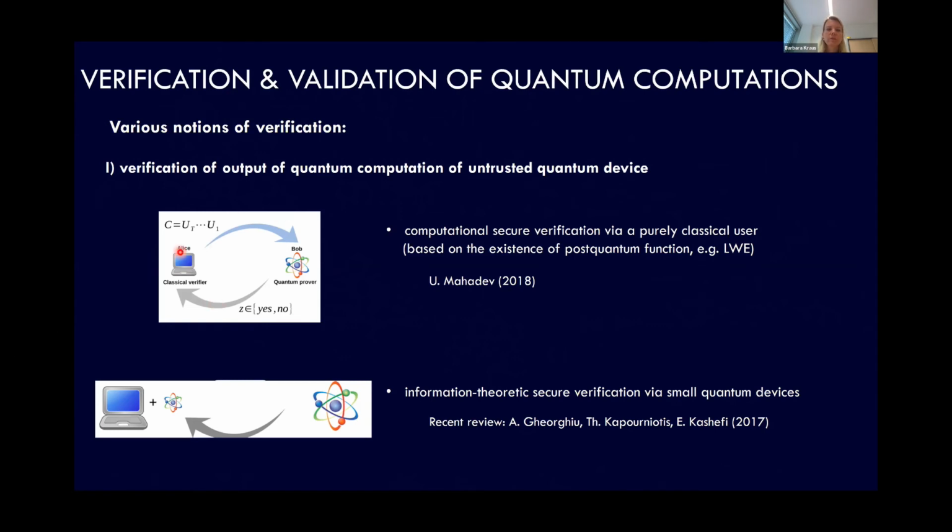And so this sounds actually like something that is probably not doable, but very recently, Urmila Mahadev, in a very nice result, has proven that you can actually do that. So with a purely classical verifier, you can check the outcome and you can get confidence that the outcome is indeed correct. This is based on some computational assumption, namely on the existence of so-called post-quantum functions, like the learning with errors functions. Another approach here is that you have the same problem, but you allow for a very small quantum device. And with this, it has already been shown many, many years ago that you can also verify the answer of the quantum computer. And this is actually information-theoretically secure.